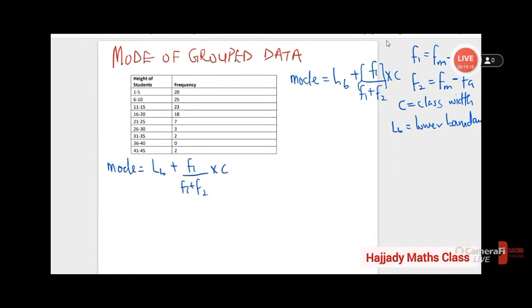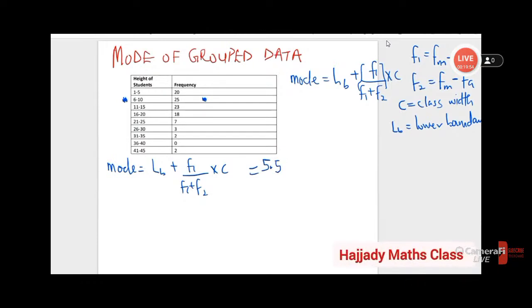With this, the first thing we are going to look at is to determine our modal class. Our modal class is where you see the highest frequency, and this is our highest frequency. So this is where our modal class is, which is 25. The highest frequency is 25. So this is our modal class, that is 6 to 10 and 25. So this is what we are going to put into consideration. And for us to determine our lower boundary, we know that our lower limit here is 6. So you are going to subtract 0.5 from this lower limit 6. So our lower boundary is going to give us 5.5.